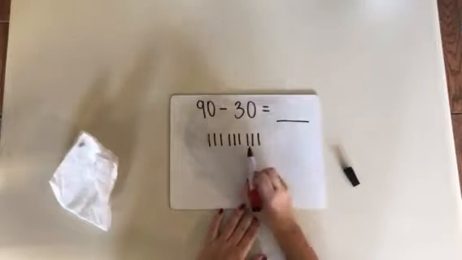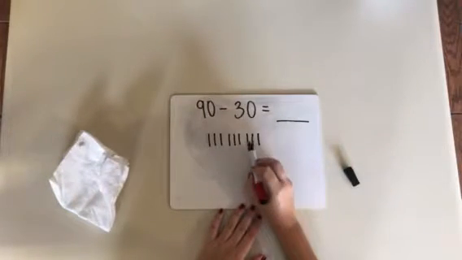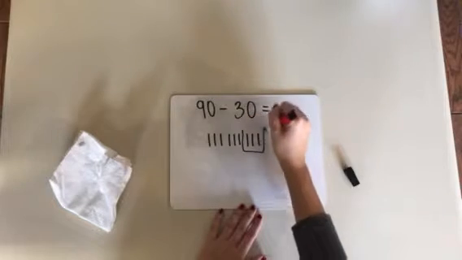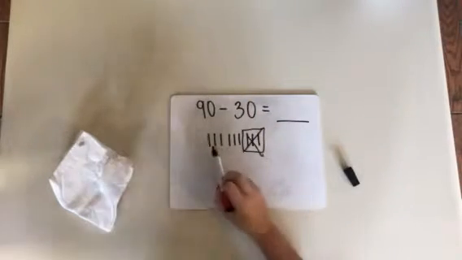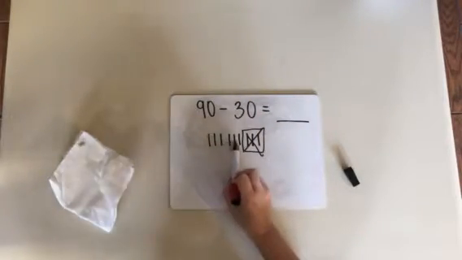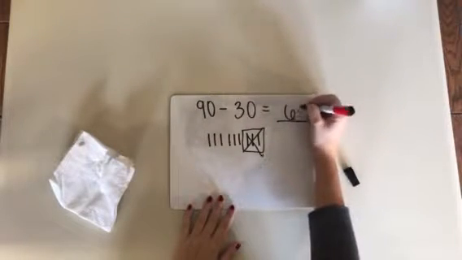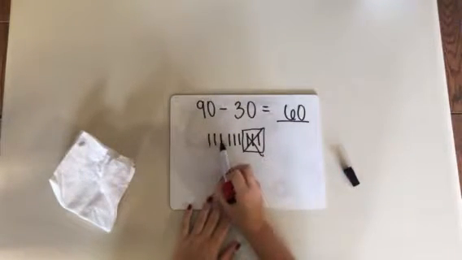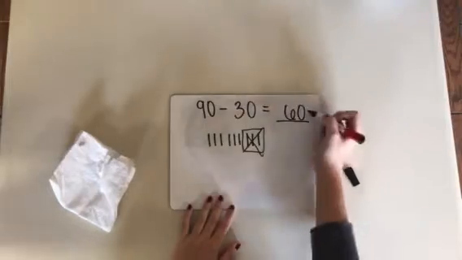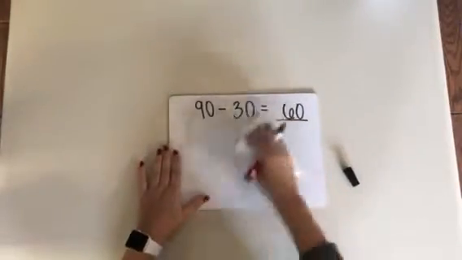So we're going to take away 1, 2, 3, or 10, 20, 30 from 90, which leaves 10, 20, 30, 40, 50, 60. Or if you want to count the sticks, 1, 2, 3, 4, 5, 6, and then add the 0. Whichever way is easier for you.